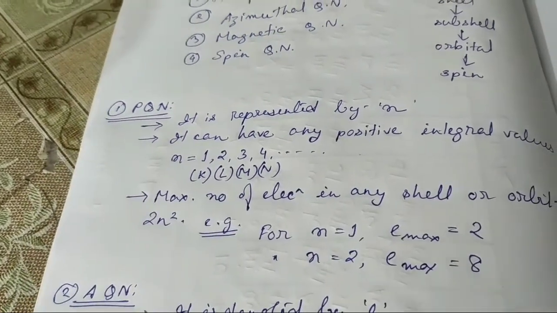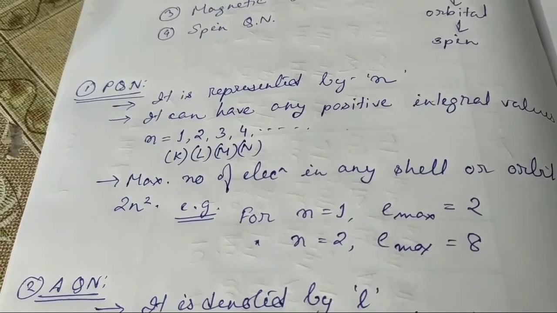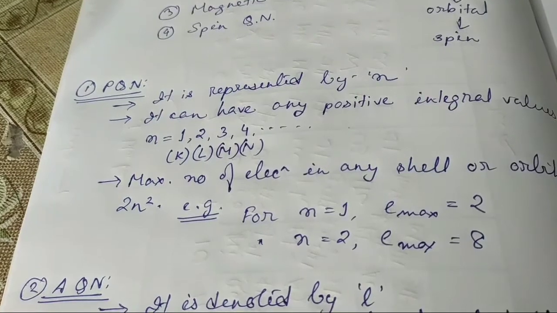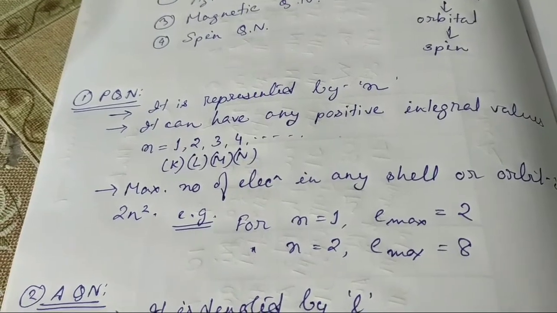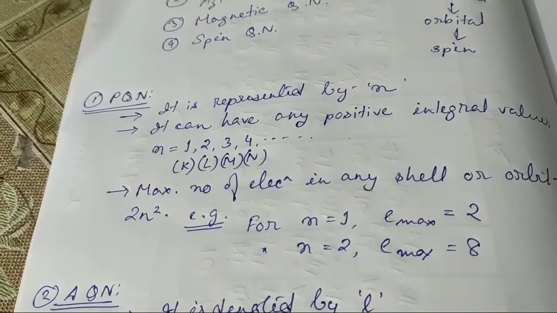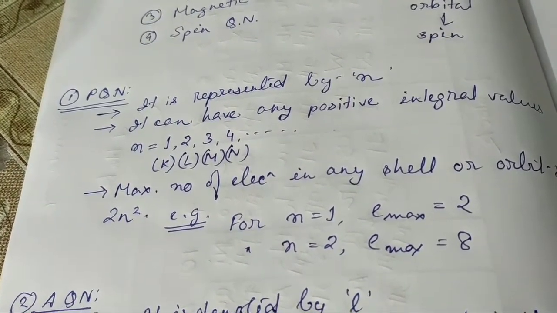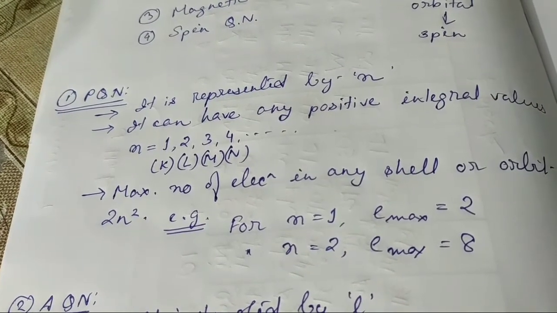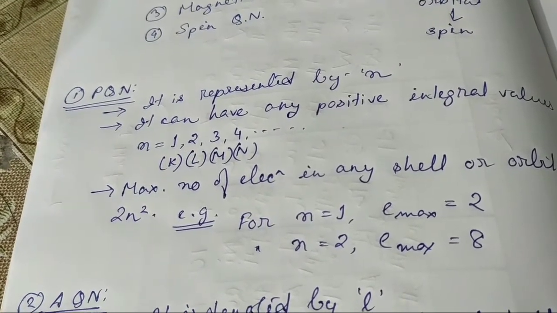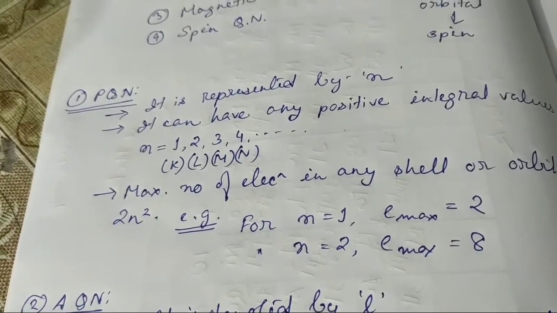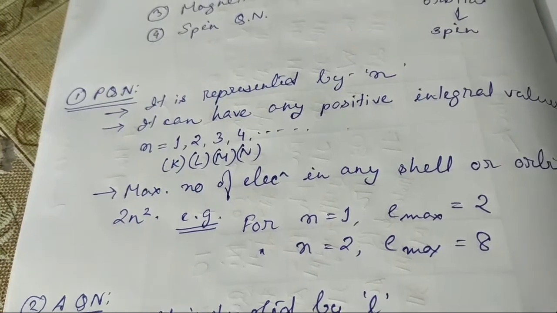So now we will see the quantum numbers one by one. First is the principal quantum number. It is represented by the small n. It is nothing but the K, L, M, N shells that you have already learned in your 10th standard. So it can have any positive integral values starting from 1. If n is 1, it indicates the K shell. If it is 2, then it indicates the L shell. If it is 3, then it indicates M, like that.